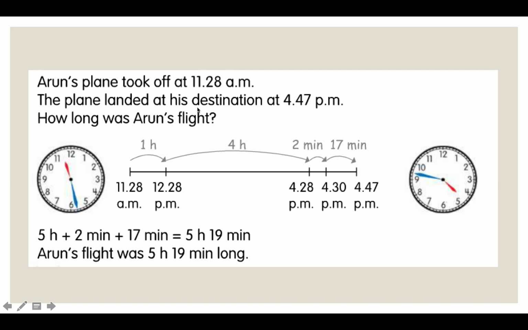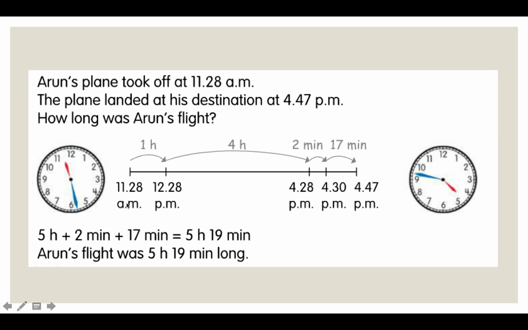The plane landed at his destination at 4:47 p.m. How long was Arun's flight? Now, we know that this will actually cross 12 noon. That is 12 p.m., the timing where you will still be in school. And after 12 p.m., that is 1 p.m. And we have 2 p.m., 3 p.m., 4 p.m. So let us take a look. We know that this definitely consists of more than 1 hour. So let us count first.